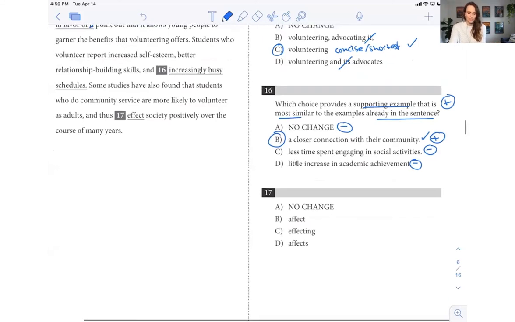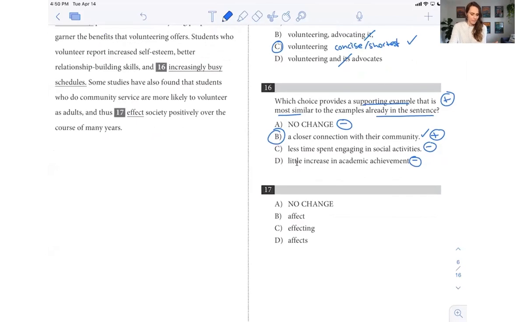Let's look at number 17. So this is an effect versus affect. Some studies have also found that students who do community service are more likely to volunteer as adults, and thus effect or affect society positively over the course of many years. You can see here that I was not even swayed by this "ing" here. I'm not going to pick it, especially if it's the only answer choice with it in it there. So I need to decide, is it to accomplish or to influence? And here it's a positive influence, right? It's a positive affect. So I'm going to go with B.